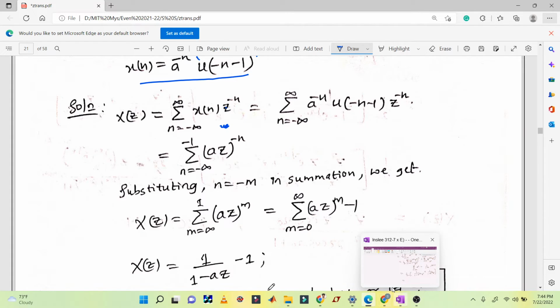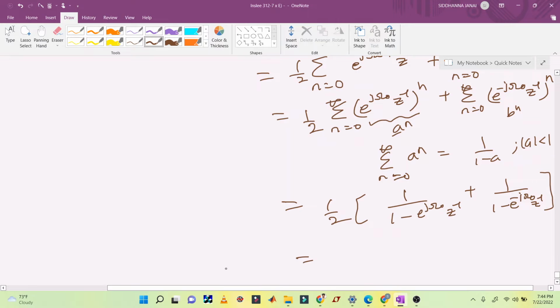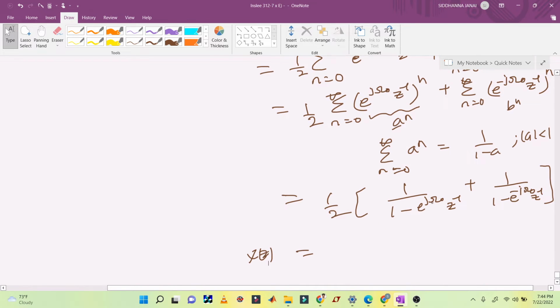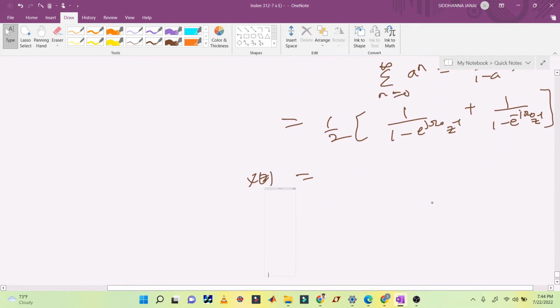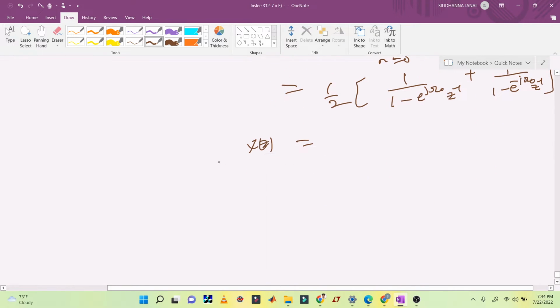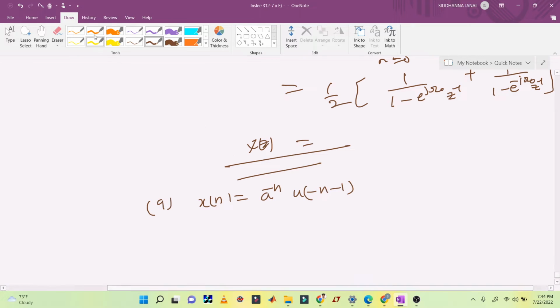So here this one is completed for cos omega naught n. Next, x of n is equal to e to the power minus n u of minus n minus 1. This is the problem.